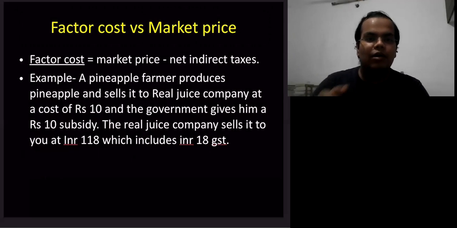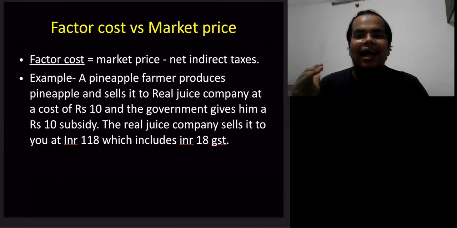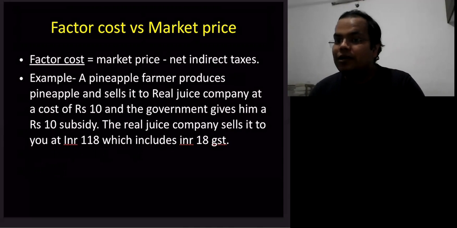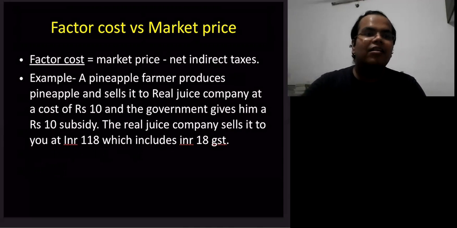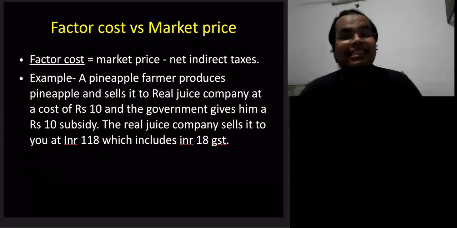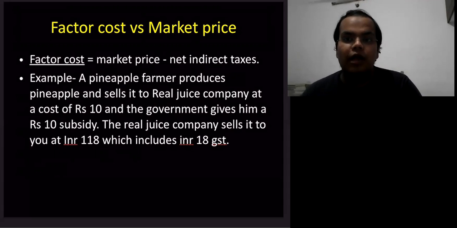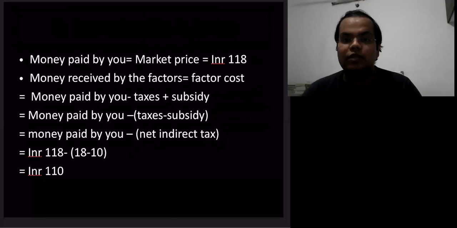All right, let's have a look at this example once again. The government gets 18 rupees in the form of GST. It returns 10 rupees in the form of subsidy. So it is effectively taking out 8 rupees. If I subtract this 8 rupees from the 118 rupees, that is going to give me 110 rupees, which is going to come out to be the factor cost.